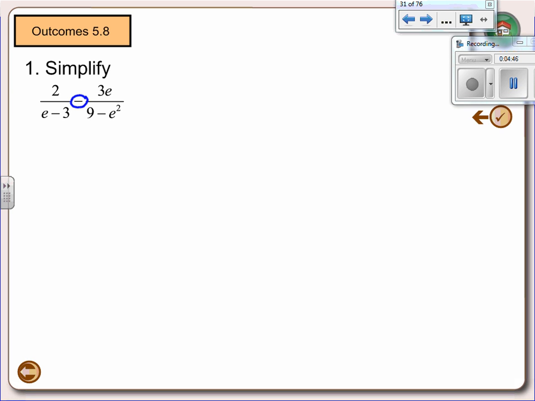So when we get to the point where we want to simplify, we're going to have to look for a common denominator. But our first step, and it's always our first step, is factor. So we're going to factor anything we can. First one can't factor at all. The second one can. The 9 minus e squared is the difference of squares.